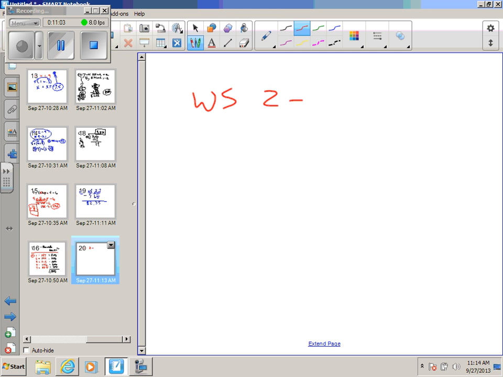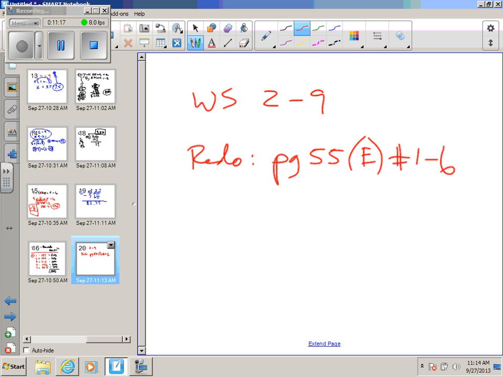Worksheet 2-9. And the redo is page 55. Set E, numbers 1 through 6.